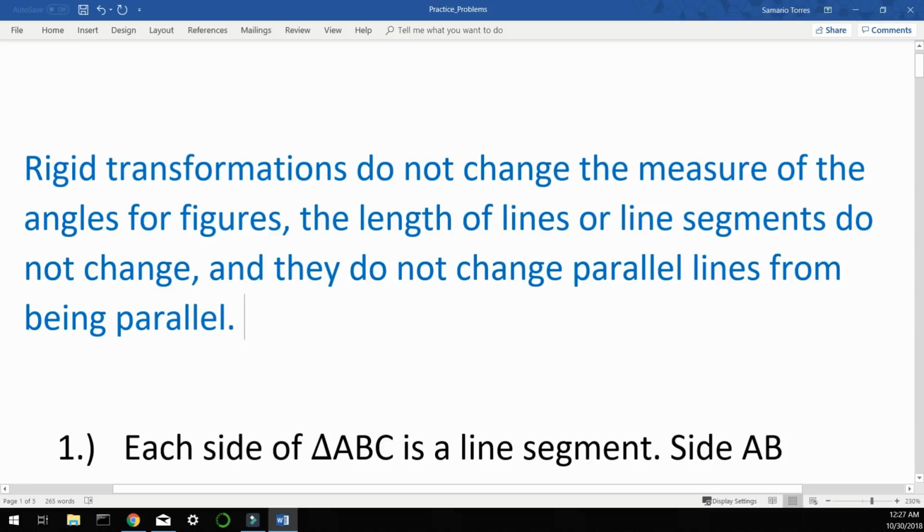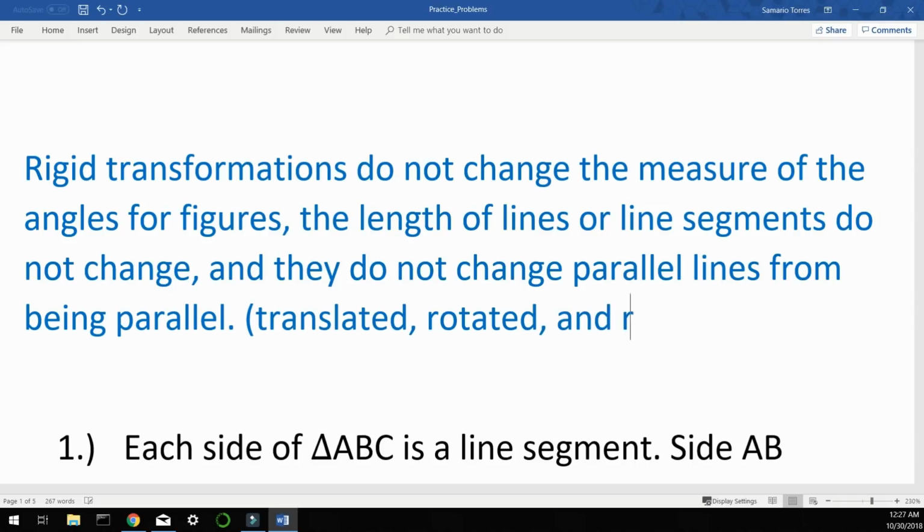Remember, in the last video we looked at parallel lines and they stayed parallel lines when we translated, rotated, and reflected. Those are the rigid transformations. Okay, so let's go ahead and look at one of the problems.